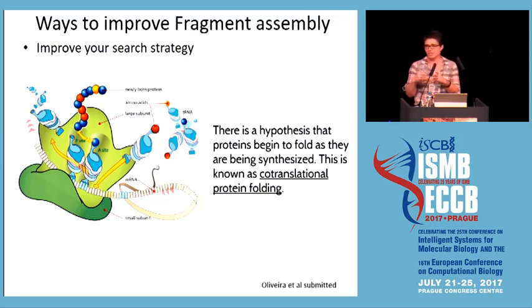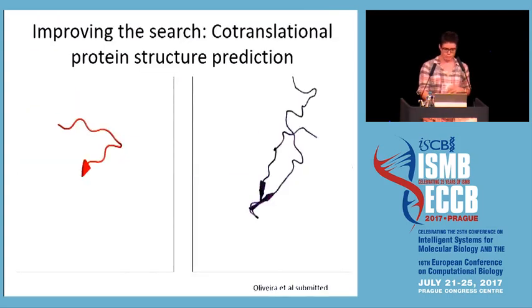There are active proteins when they're only partially translated. So it is likely that many proteins are folding as they are translated. So what would that mean if I wanted to put it into protein structure prediction?